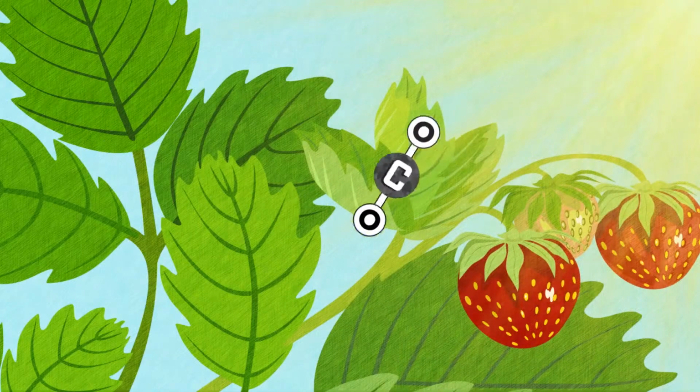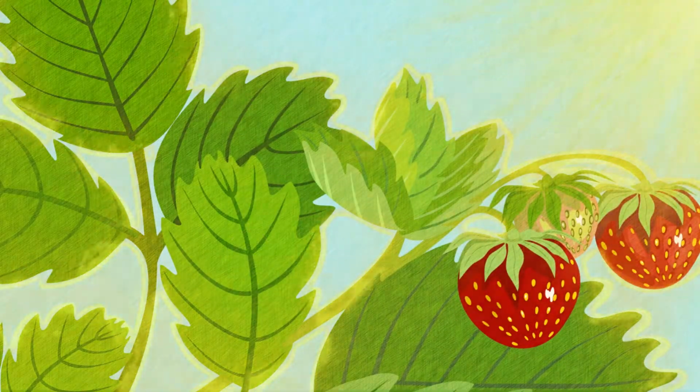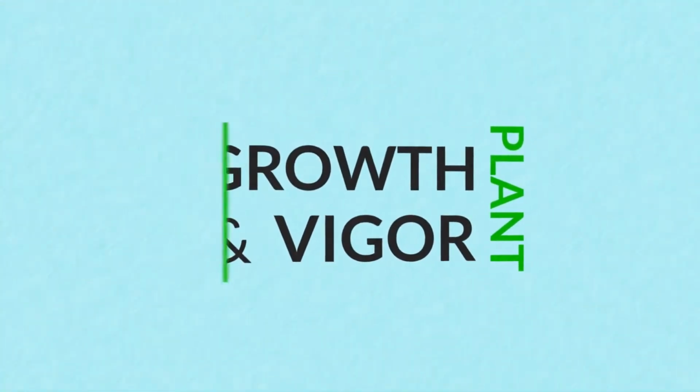Plants obtain carbon through photosynthesis. This process requires the plant to spend a great deal of energy processing carbon. This carbon is essential for plant growth and vigor.